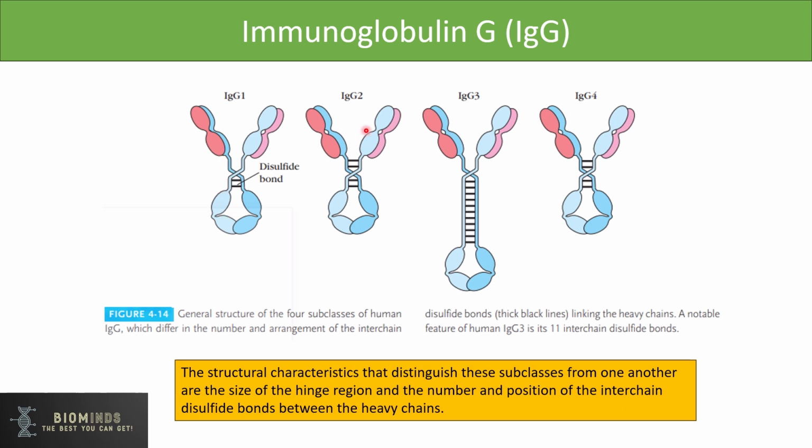IgG1 has only 2 disulfide bonds. IgG2 has 4 disulfide bonds. IgG3 has 11 interchain disulfide bonds, whereas IgG4 also has 4, so it's almost the same. The size of the hinge region and the number and position of interchain disulfide bonds between the heavy chains are what differ in the structural characteristics.